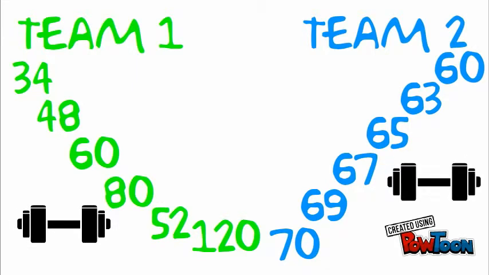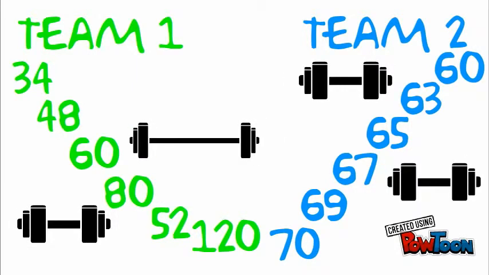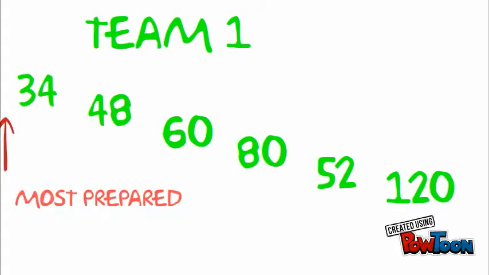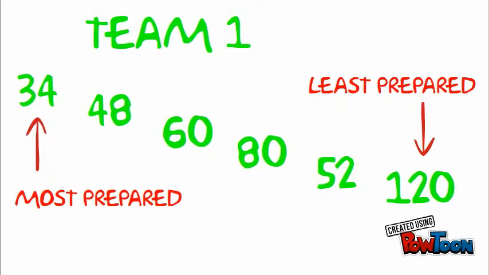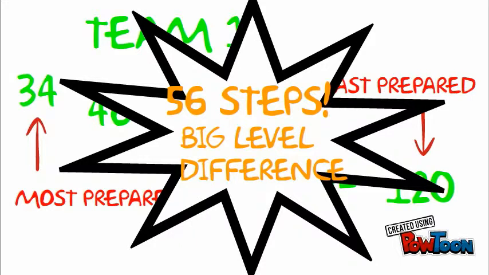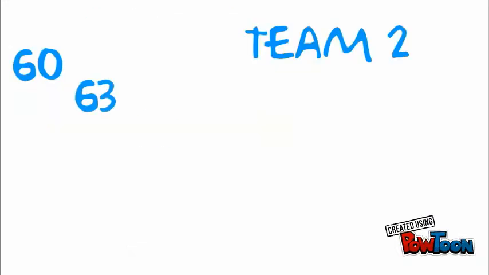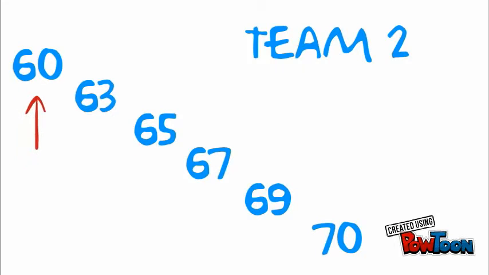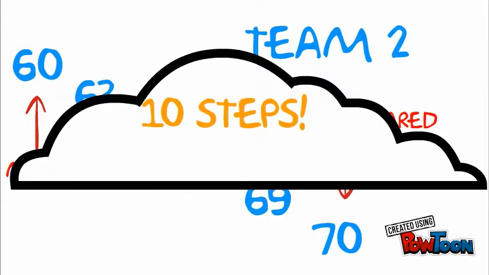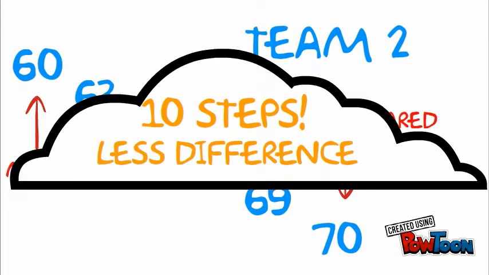This means that each runner of the group has a similar level to the others, so you can give them the right training. Now, as you can see, in the first team, the most prepared runner makes 34 steps, but the least prepared makes 120 steps. This means there is a huge difference in levels of preparation between them. On the other hand, in Team 2 the most prepared runner makes 60 steps and the least prepared 70 steps, making the running level more similar, with only 10 steps between them.